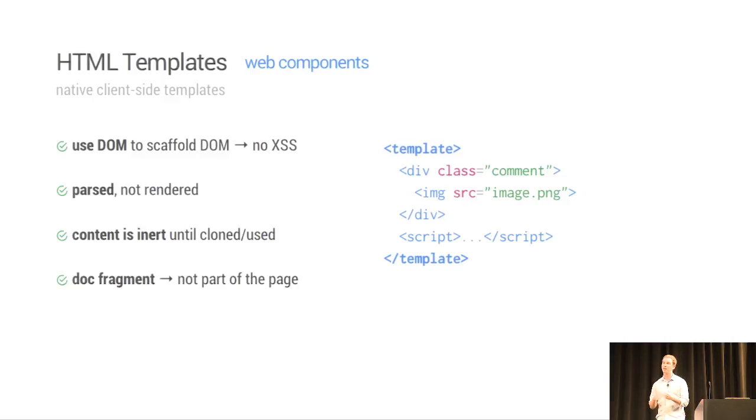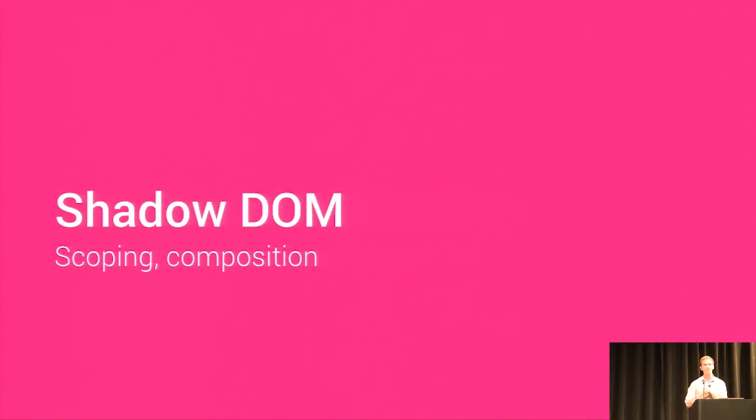It's parsed but not rendered. It's inert until you actually stamp it out on your page. And it's a document fragment. So it's kind of exactly how you'd expect a client-side template to behave, natively built into the platform. The third piece is shadow DOM, which is a little more subtle but incredibly important and a super cool feature.